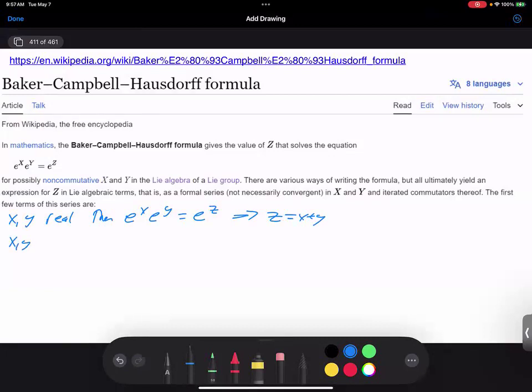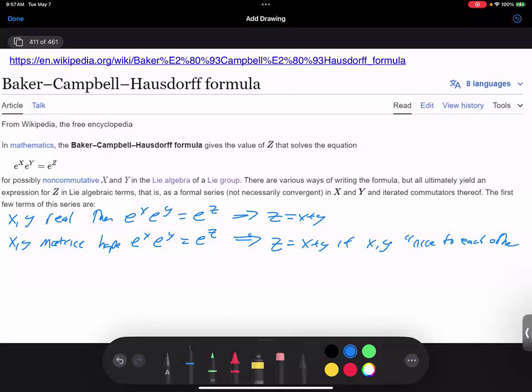If x and y are matrices, if you have e to the x, e to the y equals e to the z, what would you hope z equals? Yeah, it would just be x plus y, if x and y are nice to each other. And so in mathematics, we always start off with a word like nice or good, and then we try to quantify. Can you give me any situation where you think x and y might be nice to each other?